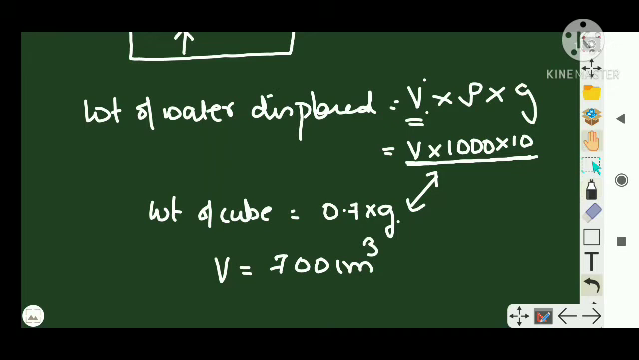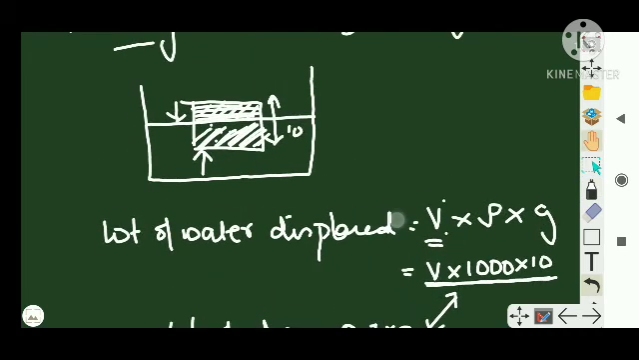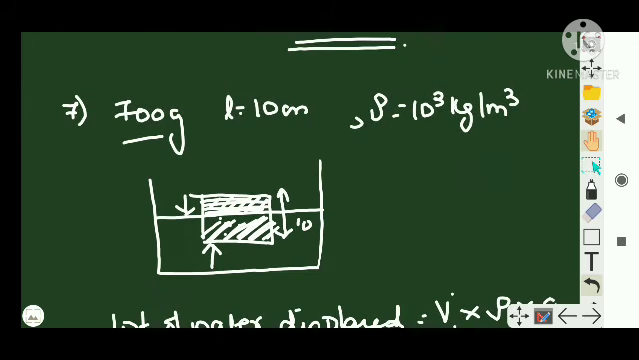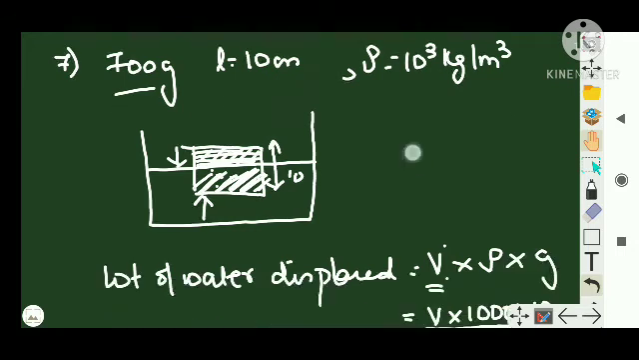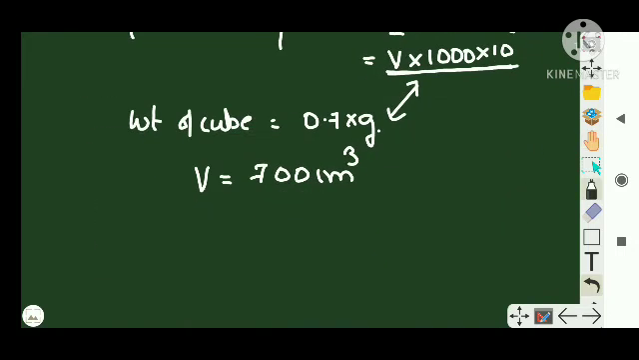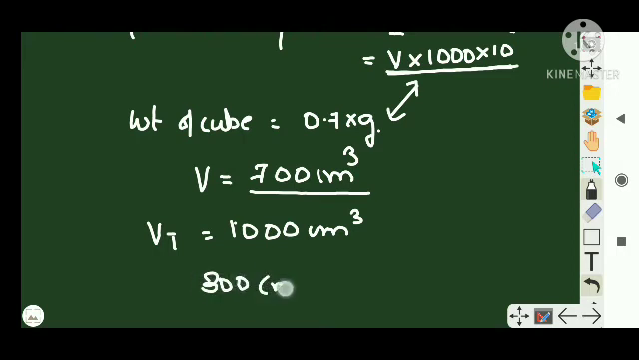Now that means the inside portion is 700 centimeter cube. You are given the total volume. How can I find the total volume? 10 into 10 into 10, that is 1000 centimeter cube is the total volume. So 700 centimeter cube of volume is downwards, means 300 centimeter cube volume is above. So that is the answer.